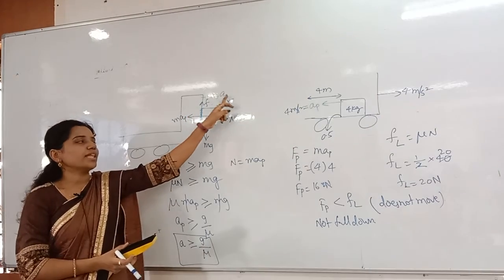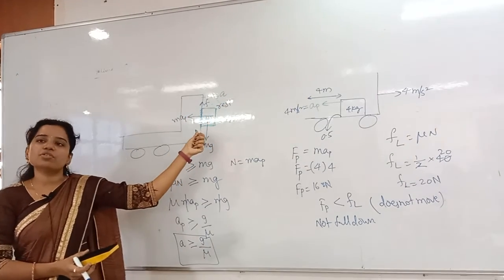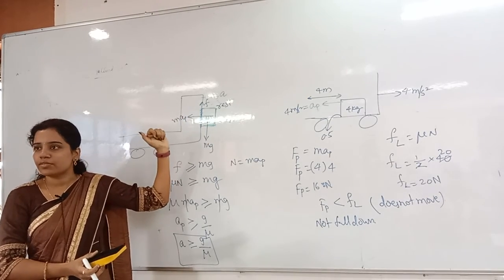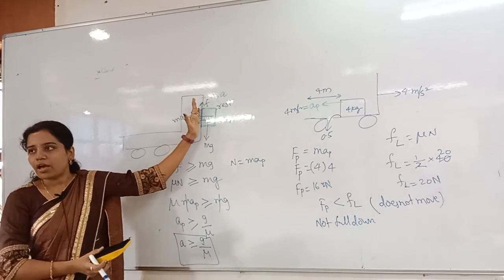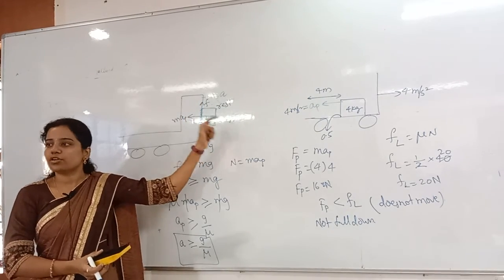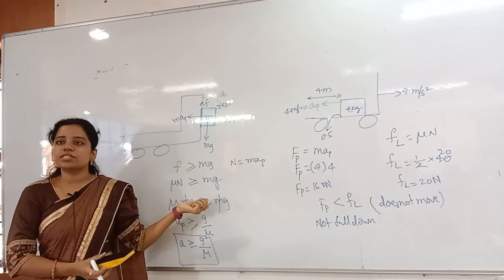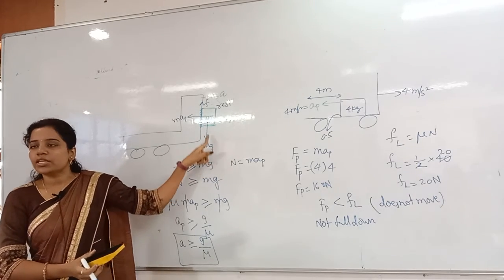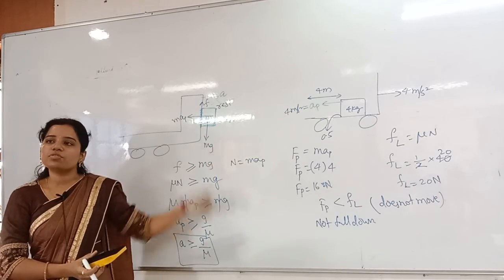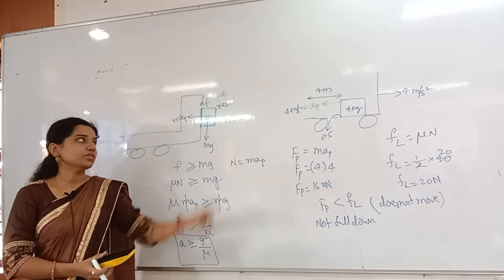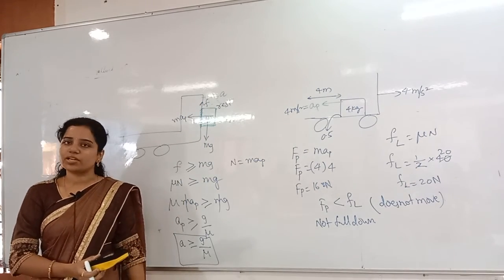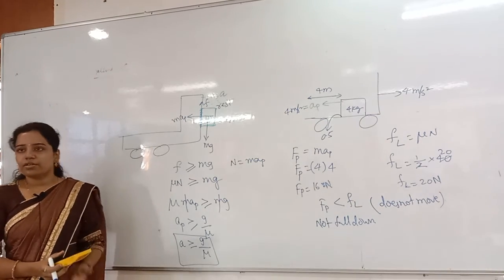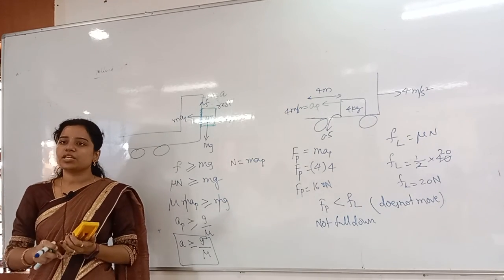The truck is moving with acceleration a. On the block, the pseudo force will act in the opposite direction, m·ap. This is the contact, and away from the contact the normal reaction will act. Downwards there is mg, and due to mg the block has the tendency to move downward, so friction will act in the upward direction. To keep it at rest, friction should be greater than or equal to mg.